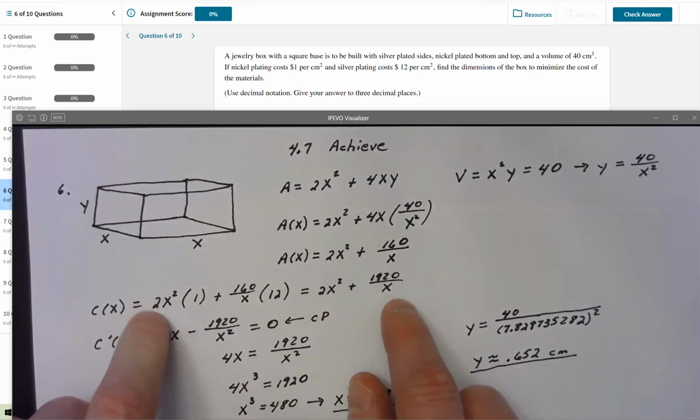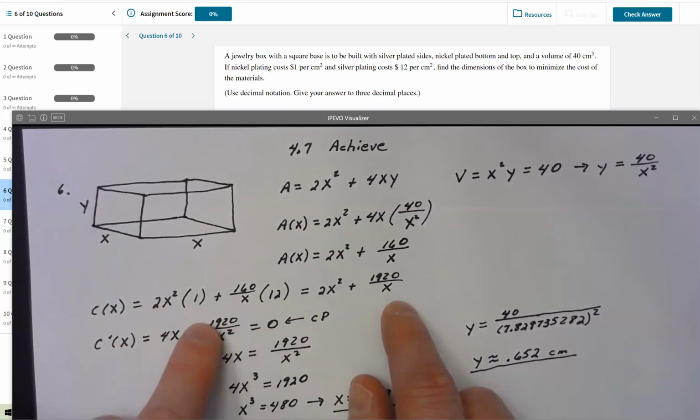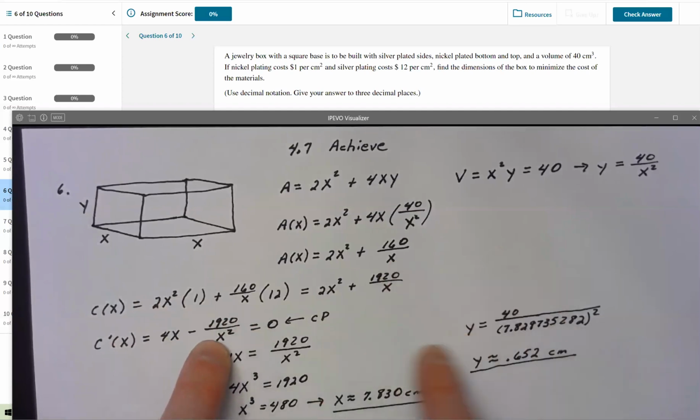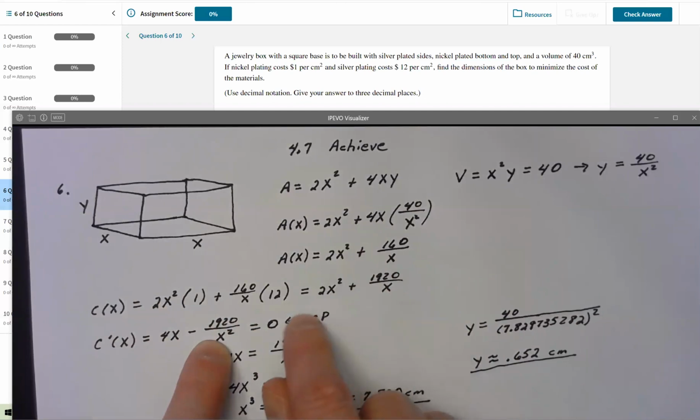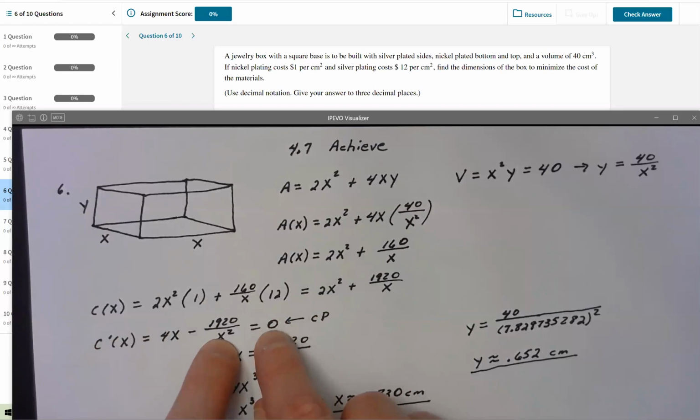So we know that the minimum of this cost function is going to occur at the critical point. And you can pretty easily see that the critical point will be the minimum, because if you take the derivative a second time, you're going to have 4 plus 1920 over x cubed. For any value of x, that's going to be positive. Anytime your second derivative is positive, your original function is going to be concave up, and any critical point will be a minimum. So I know that whatever value makes my first derivative equal to 0 will minimize.